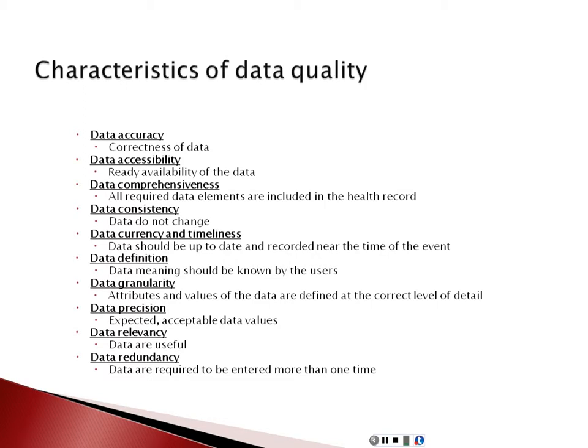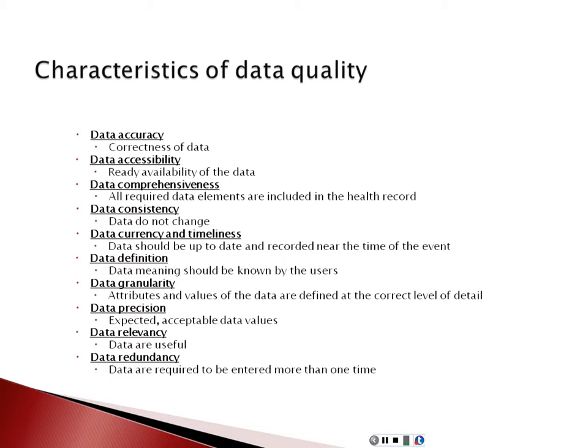We want data accessibility. We said, okay, we have all this data, but if we can't get to it, it does us no good. So data accessibility is another characteristic of data quality. Is it available? Data comprehensiveness. Are all the required data elements included in the health record? Meaning, if we have an electronic health record, are we gathering all the data that we need to be gathering on every patient?